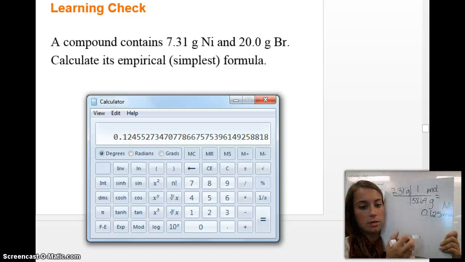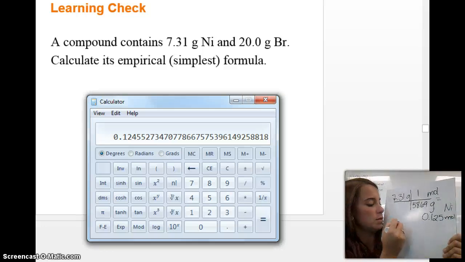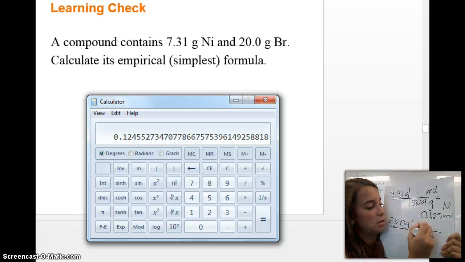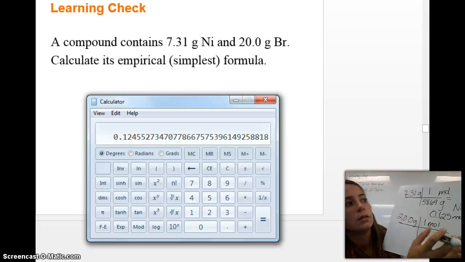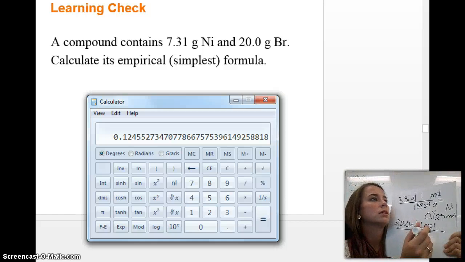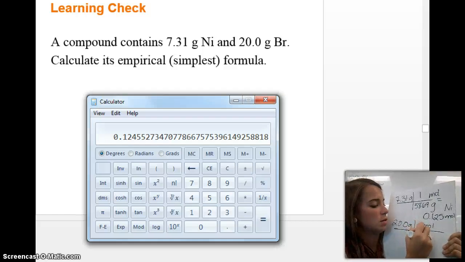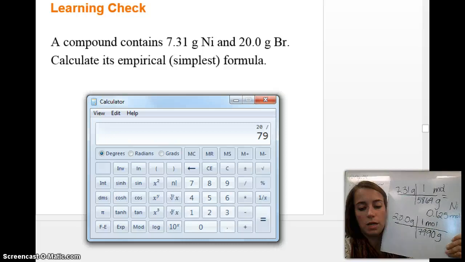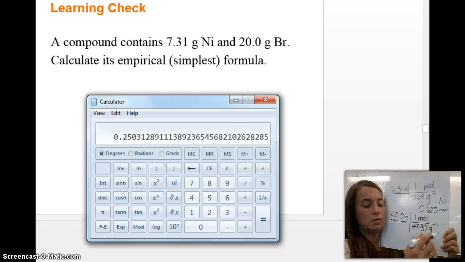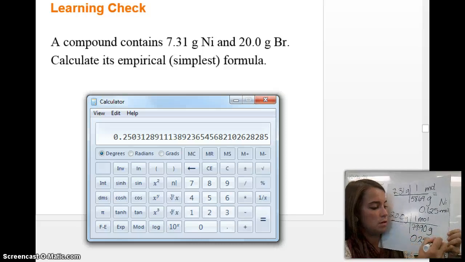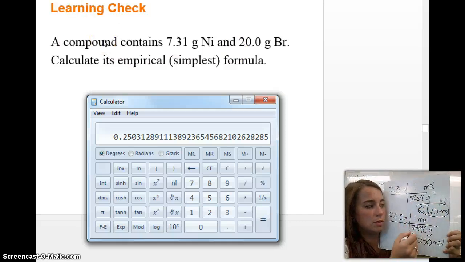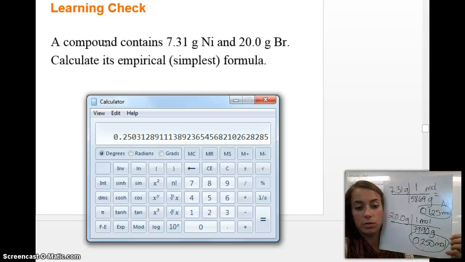Let's do the same for bromine. So bromine, I've got 20.0 grams. Trying to figure out how many moles of that I have. So I need to use the molar mass. The molar mass of bromine, I look at the periodic table, 79.90. Okay, so I'm going to divide 20 divided by 79.9, and I get 0.250 moles. So that means if I have this much of this compound, it's going to be 0.125 moles of nickel and 0.250 moles of bromine. So how does that help me write the empirical formula?